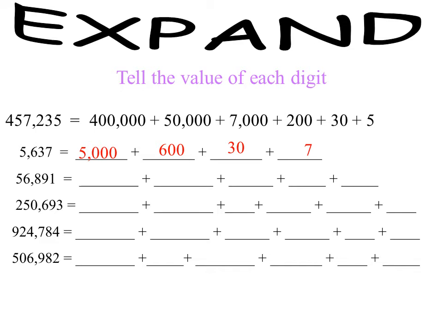56,891. The first digit is 5. 5 here is in the 10,000 place, so we write it as 50,000. 6 is in the thousands place, so we write it as 6,000. 8 is in the hundreds, we write it as 800. 9 is in the tens, so it will be 90. 1 is in the units, it will be just 1.